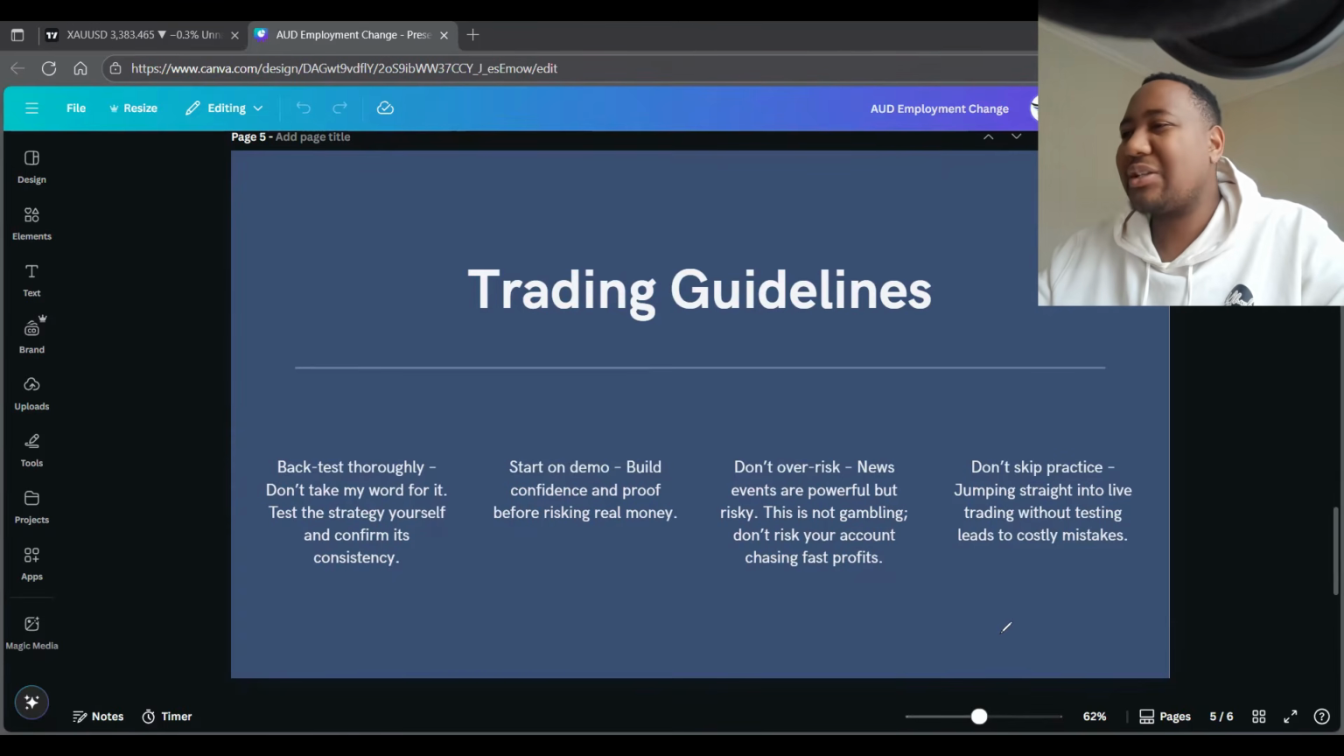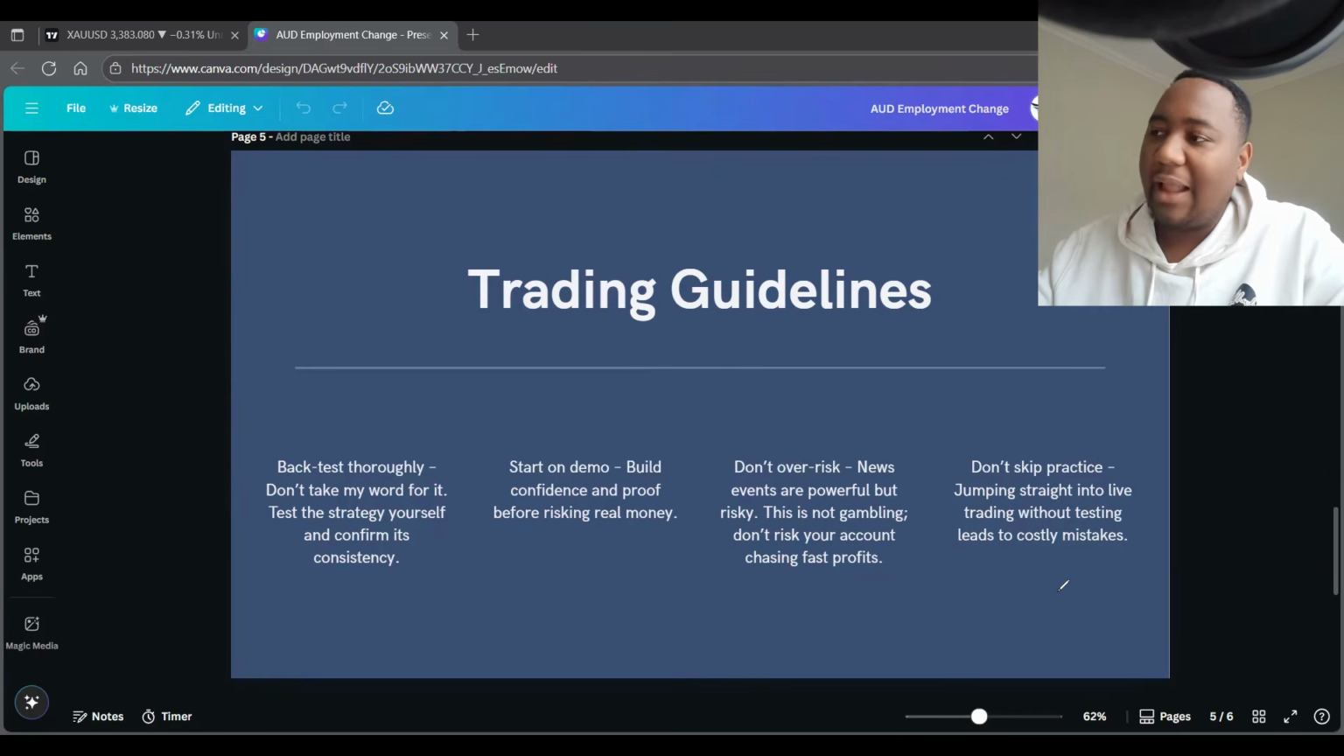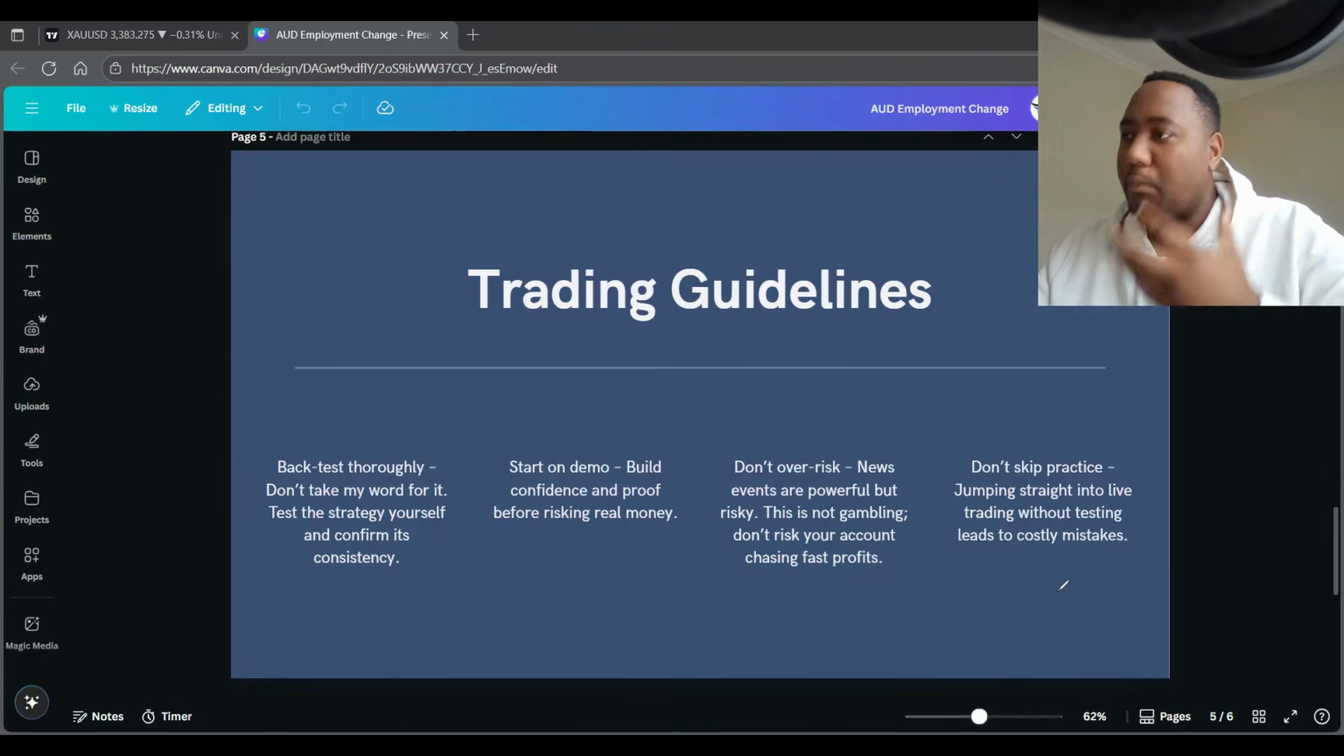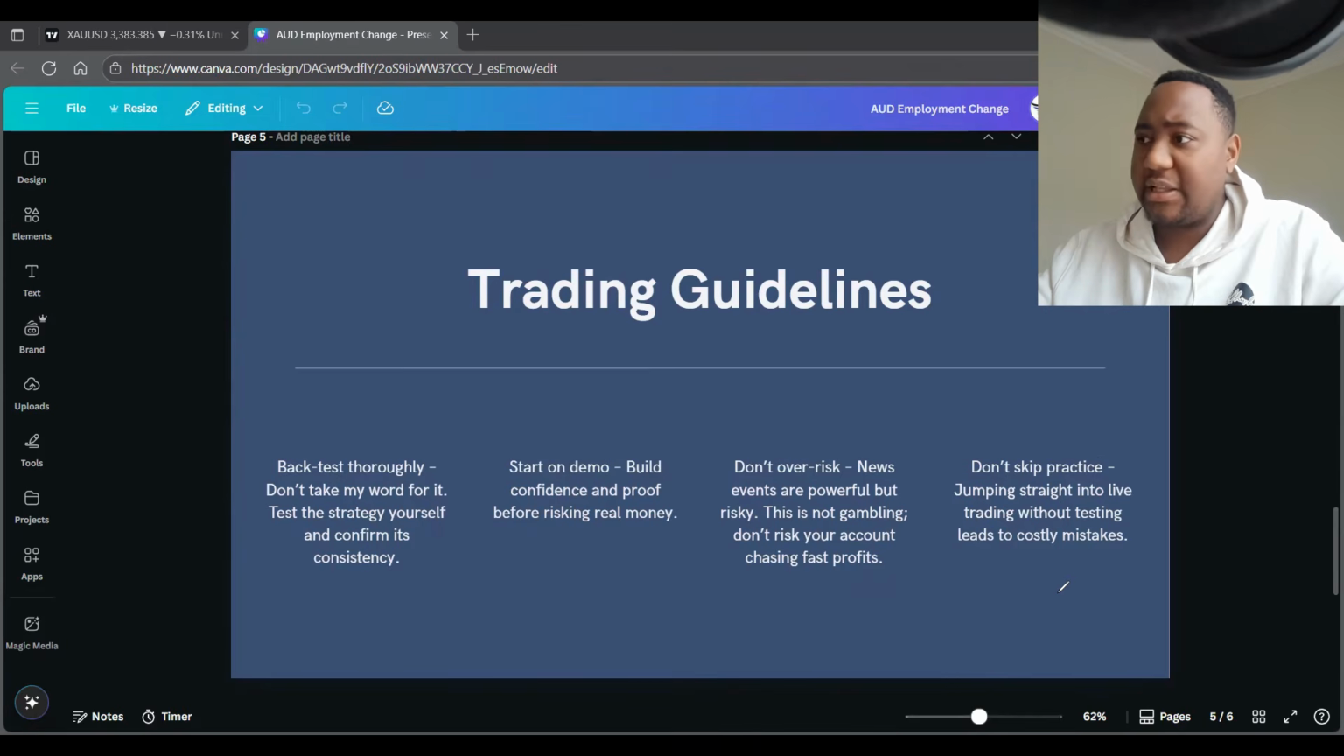Trading news is not a ticket to triple your accounts, guys. It's just mere scalping. It's like any other style of trading that involves short intervals of trading, and you ought to approach it with risk management. Number four, do not skip the practice stage, guys. Jumping into live trading without really backtesting is going to lead to a lot of mistakes and can be a very costly mistake.